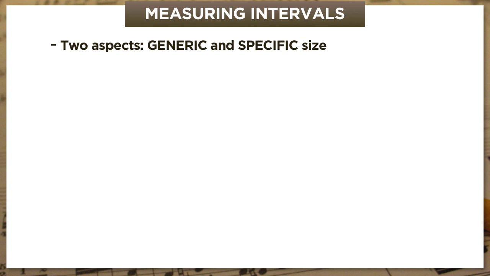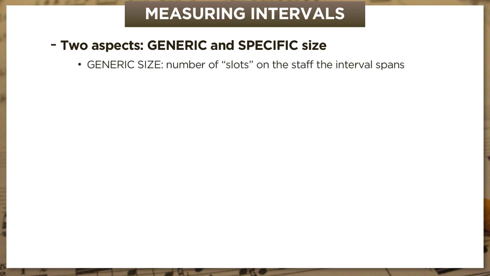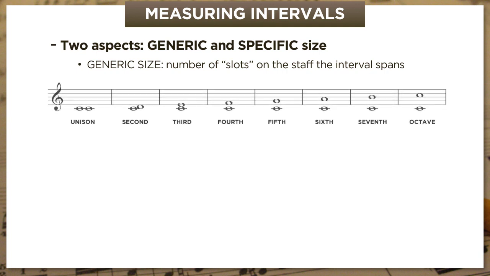When we measure an interval, we're going to address two factors, the generic size and the specific size. All intervals have both. Generic size is the easier one. This is the number of slots on the staff the interval spans. In other words, this is the number of lines and spaces the interval covers. Here in treble staff are instances of all the generic sizes between a unison and an octave. And again, I want to stress that the only factor here is the number of lines and spaces.